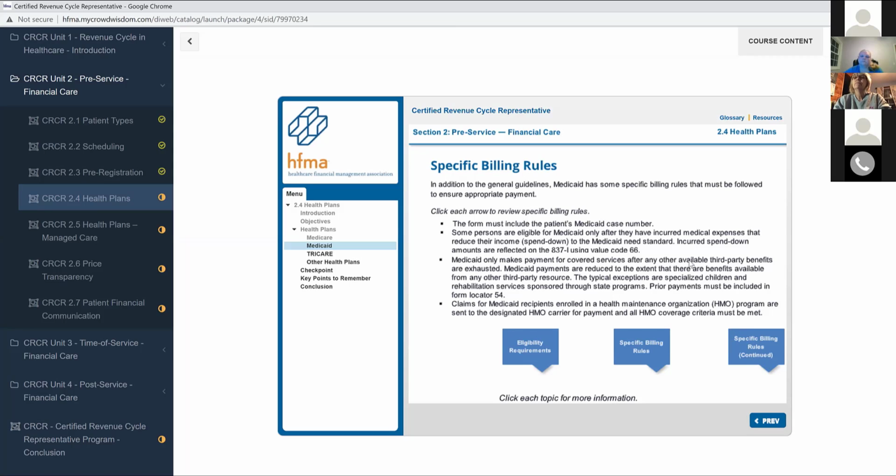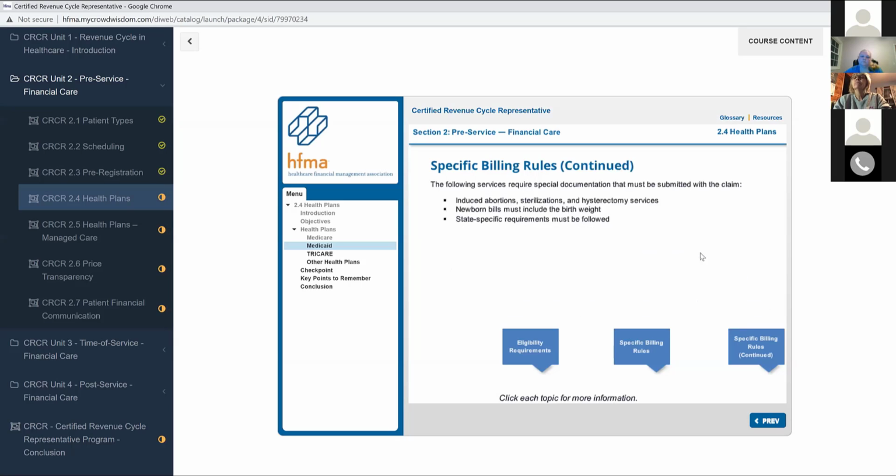And more billing rules. Some of you may know this, but there are special required documentations that need to be submitted along with the claim for specific services such as induced abortion, sterilization, and hysterectomy services. Newborn bills must include birth weight, and state-specific requirements must be followed.